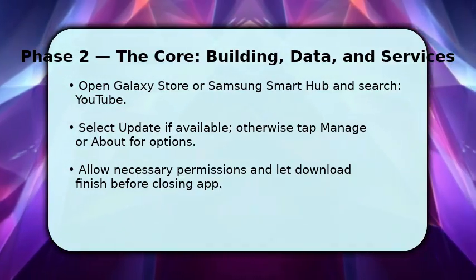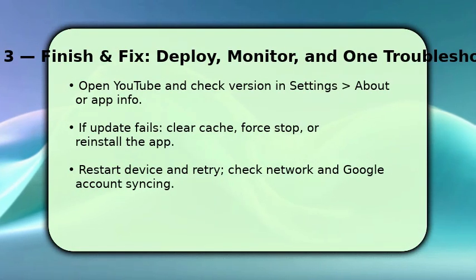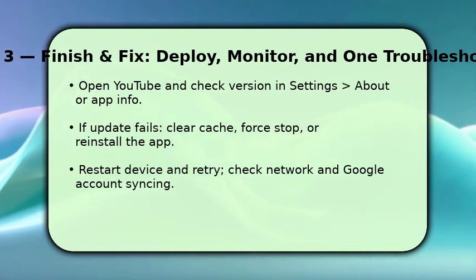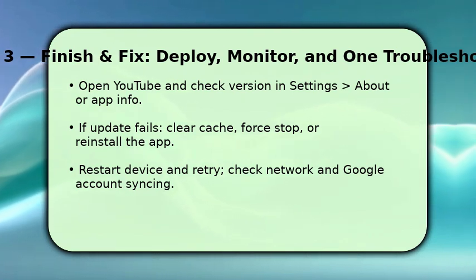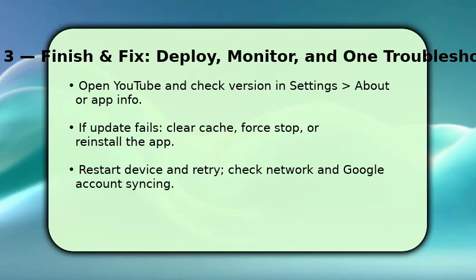You finish by opening YouTube and verifying the new version in the app settings about or via System App Info. If the update failed, clear the app cache and data, then force stop and attempt the update again, or uninstall and reinstall from Galaxy Store.